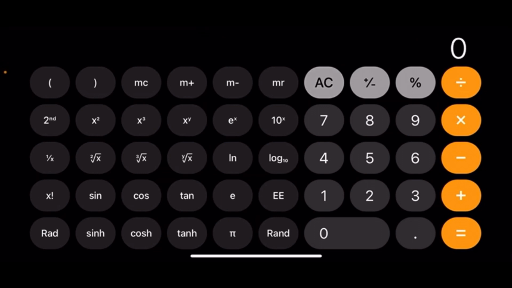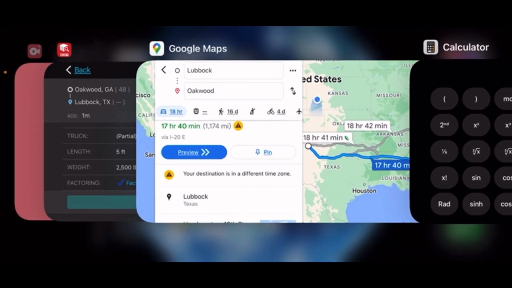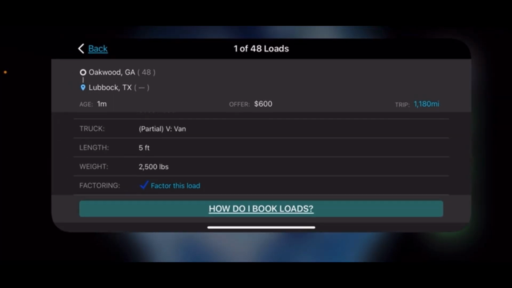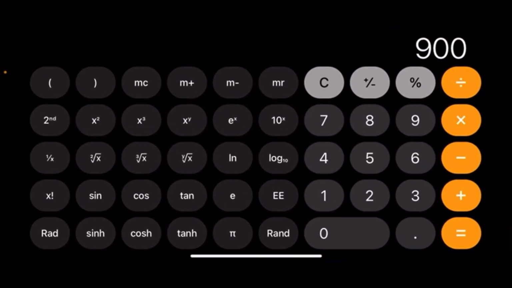So like I said, it costs me $300 to fill up. Hope y'all still with me. So that 300 times 3 is 900. So remember, go back now. This is how much we getting paid for the load. $600. So as you can see, we are already in the negative.